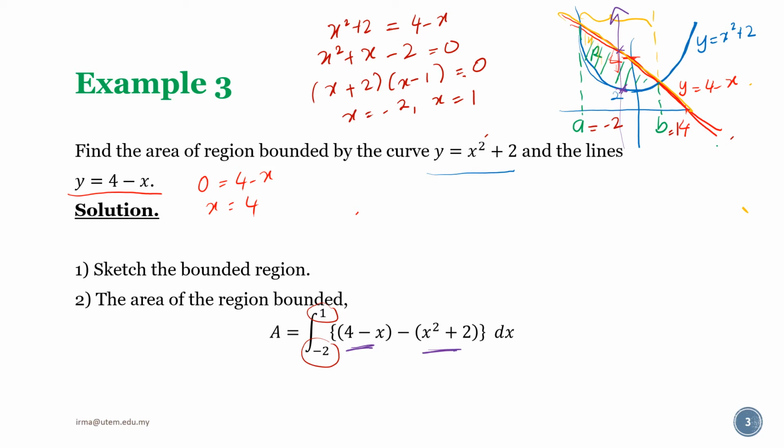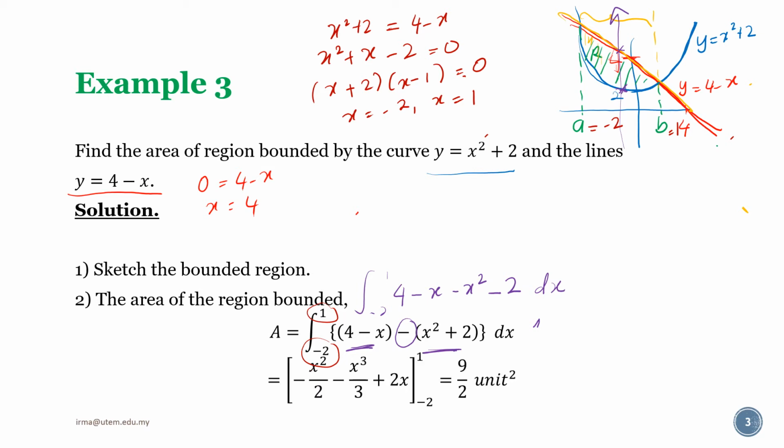And please be careful with the minus symbol here, because if you expand this, you will get 4 minus x squared minus 2. Okay, right? So actually this one you can integrate directly, no need to use the tabular method, no need to use integration by parts or any complicated formula. Okay, so you can just integrate directly.